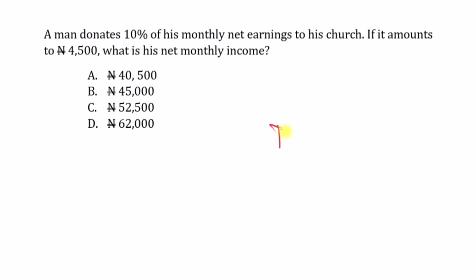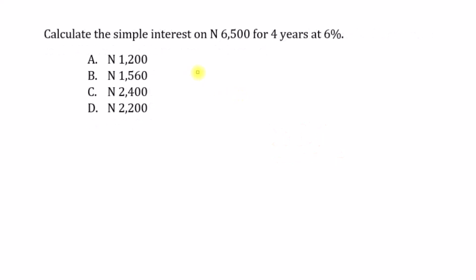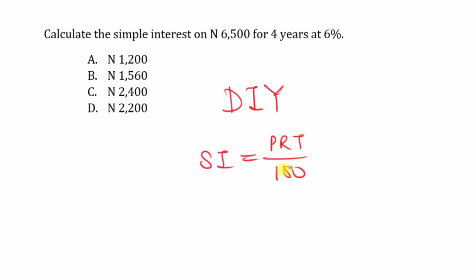So this is nothing but a DIY. Do it by yourself. Again, this is as simple as it gets, and I don't think I need to solve this. You have to find the simple interest on the principal of 6,500, the time is 4 years, the rate is 6%. Please solve this by yourself. Principal times rate times time over 100, and you will get your answer out.